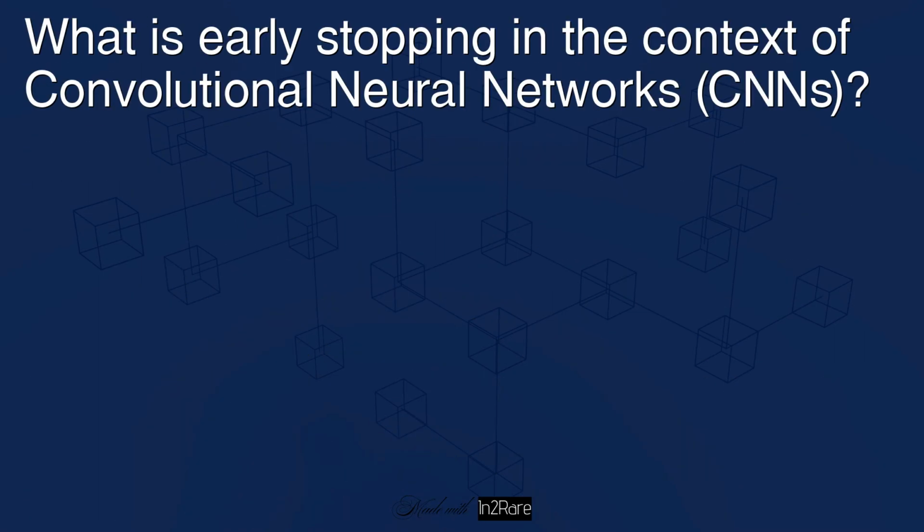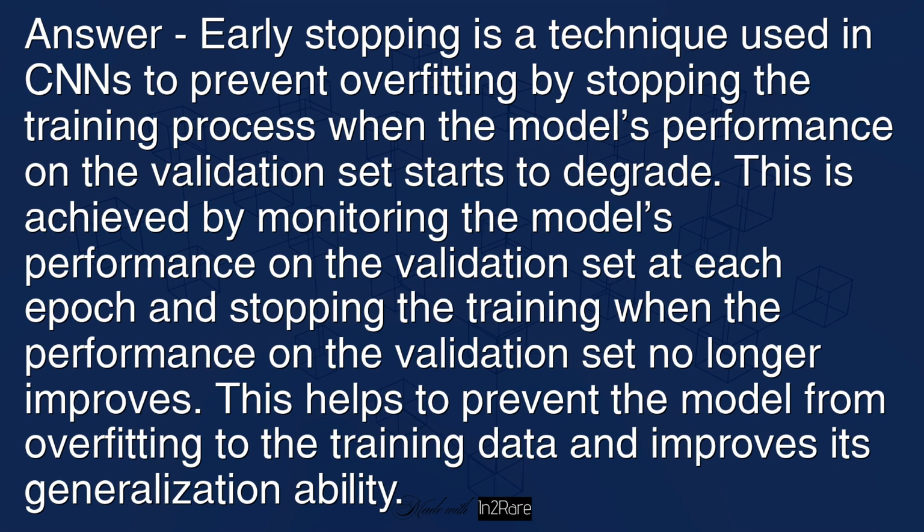What is early stopping in the context of convolutional neural networks (CNN)? Answer: early stopping is a technique used in CNNs to prevent overfitting by stopping the training process when the model's performance on the validation set starts to degrade. This is achieved by monitoring the model's performance on the validation set at each epoch and stopping the training when the performance on the validation set no longer improves. This helps to prevent the model from overfitting to the training data and improves its generalization ability.